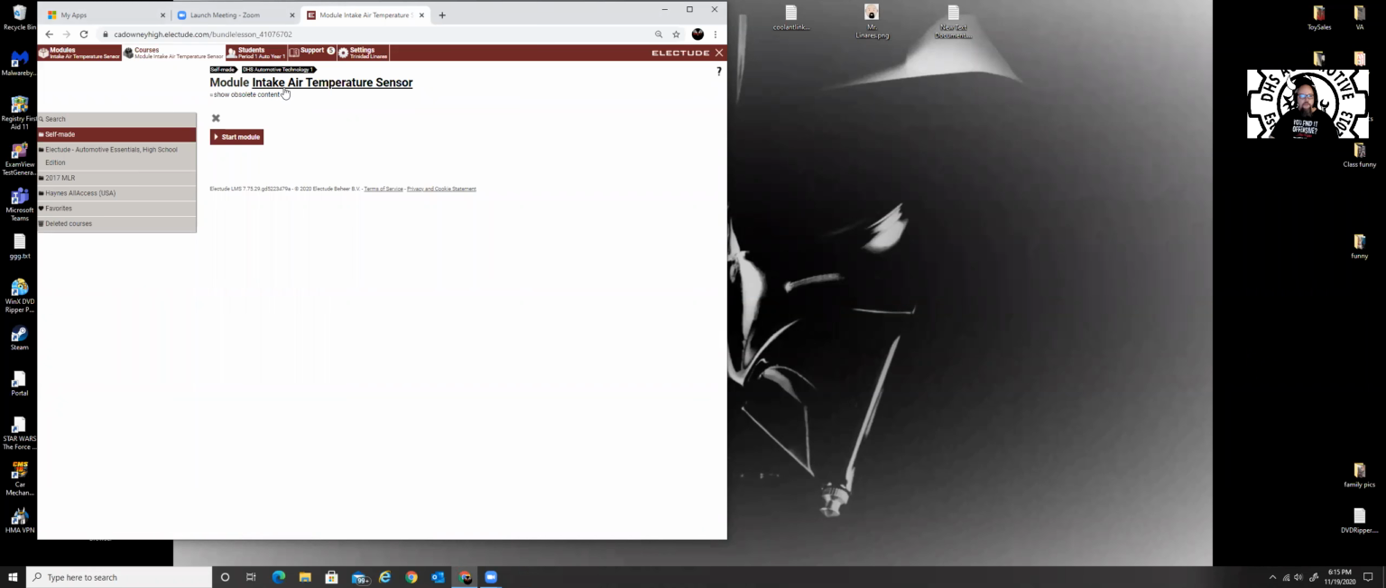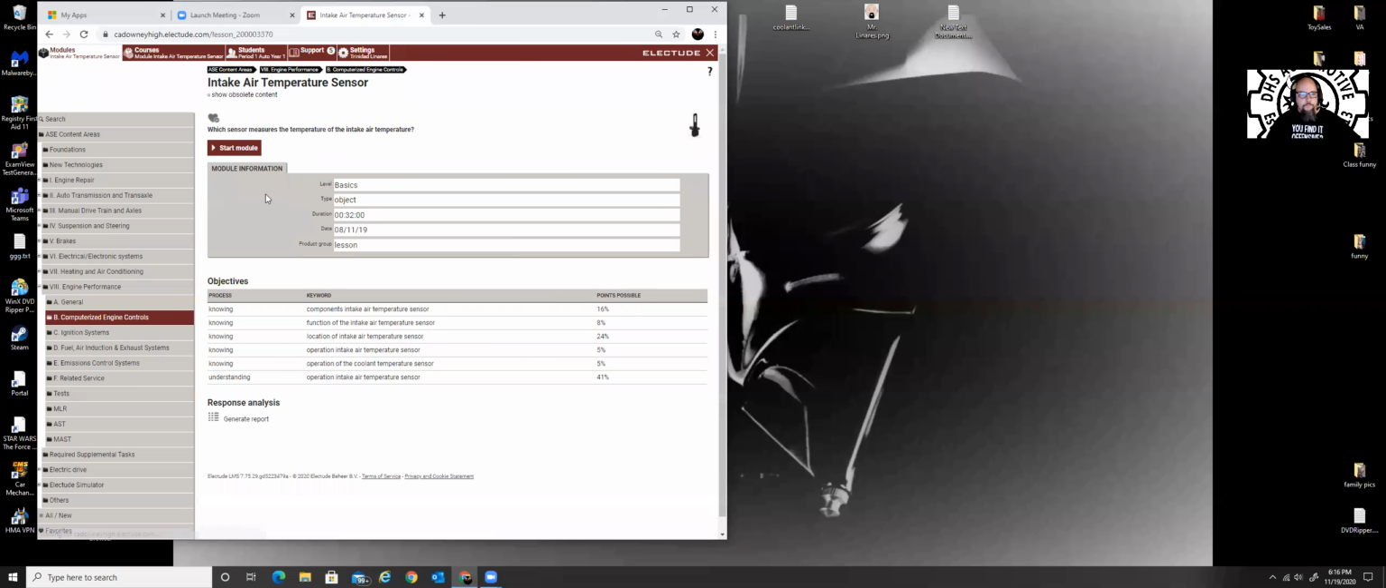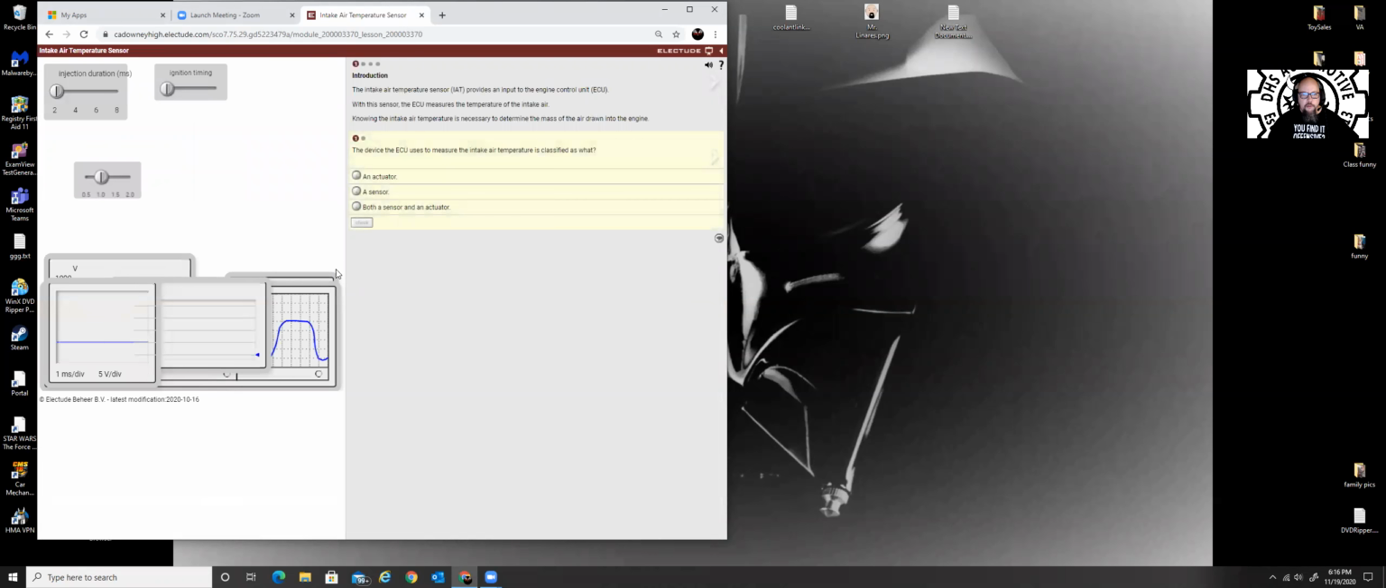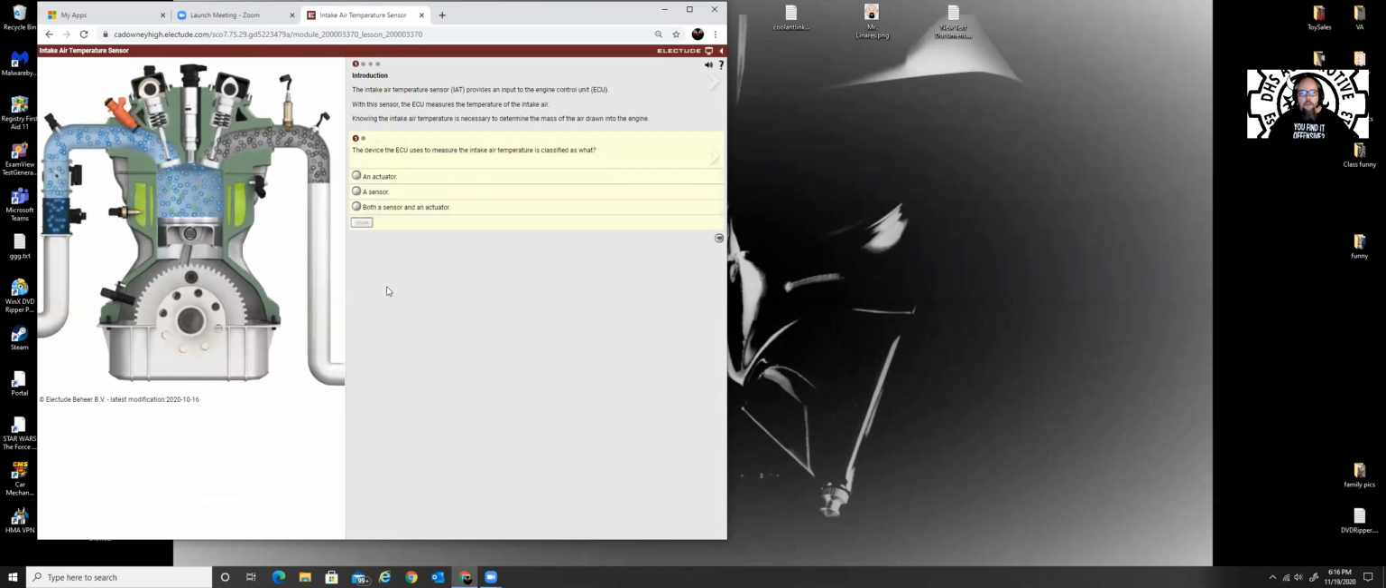I'm choosing the module for air intake temperature sensor, just because it deals with a couple little different things here. Talks about the air intake sensor and is used to provide a sensory input to the engine control unit. In this case, temperature of the intake air. Knowing that air is necessary in order to determine the mass of the air drawn into the engine so you can gauge oxygen content and then adjust your air-fuel mix.